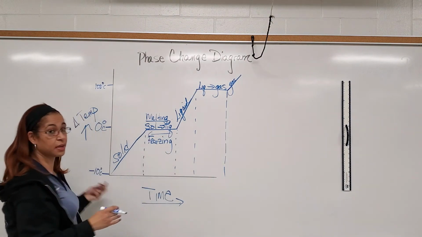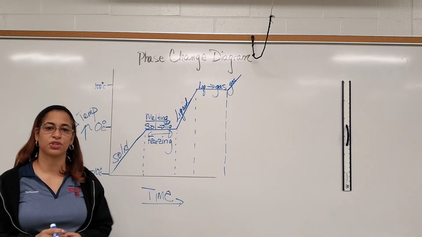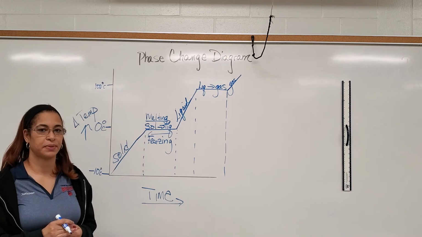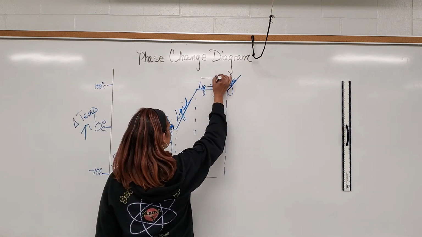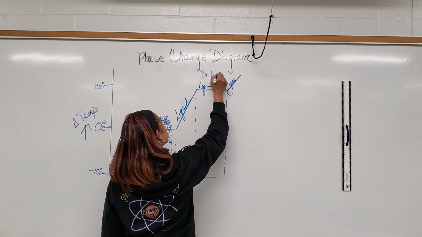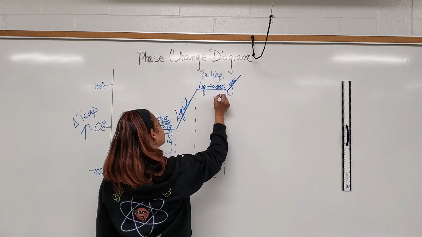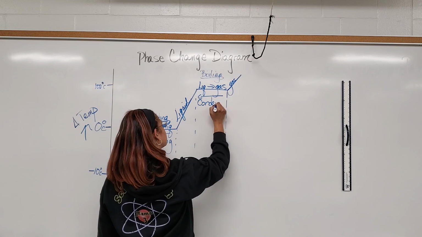Okay? Freezing and melting happen at the exact same temperature. The direction of energy flow dictates what's going to happen. Here, again, if energy is entering the system, you are boiling. And if energy is leaving the system, you are condensing.